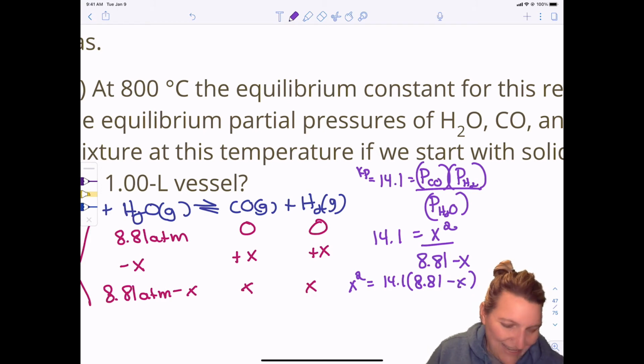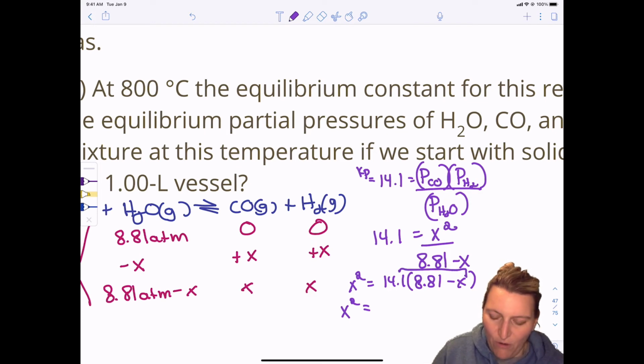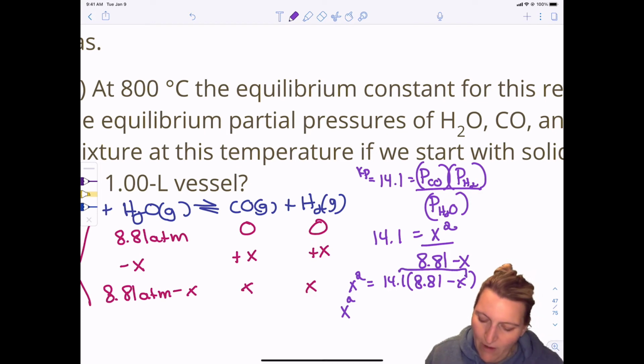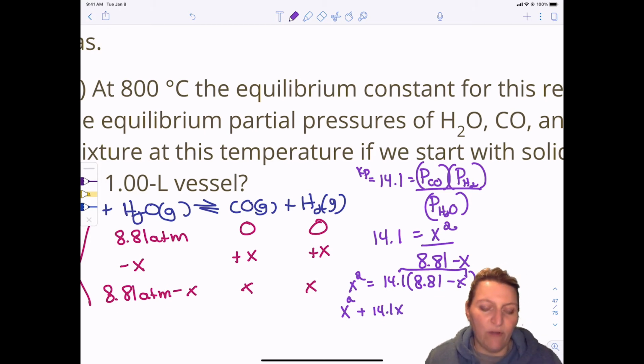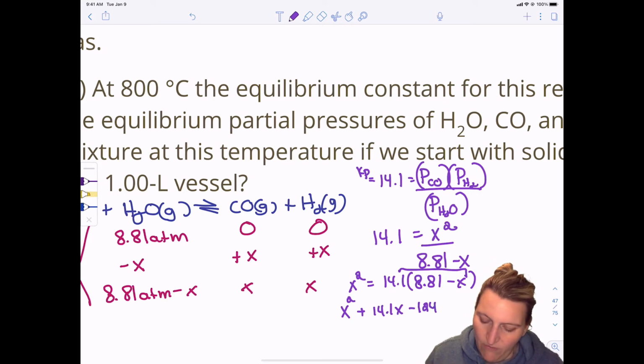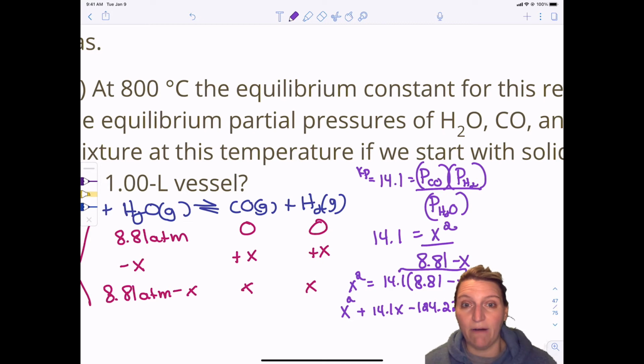What do we get now? Let's see. X squared equals, I'll multiply these two together and bring it over at the same time. So I multiply 14.1 times negative X, and then I bring it over to the left-hand side. So it's going to be positive 14.1X. And then I'm going to multiply 14.1 times 8.81, and then bring that over to the opposite side, minus 124.22. And so that will be equal to 0. So this is the format that I need to put it in order to get it into the quadratic equation. And remember, you can do this on a computer or your calculator, or just use the quadratic formula.